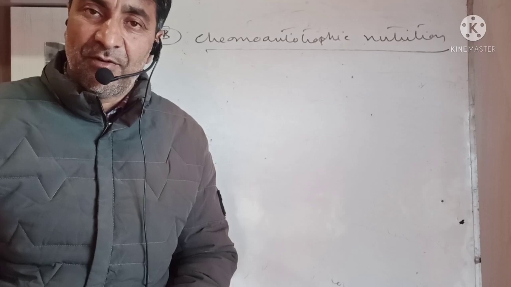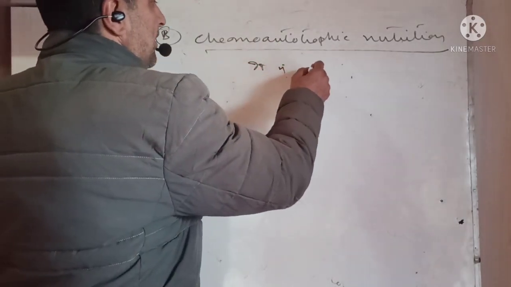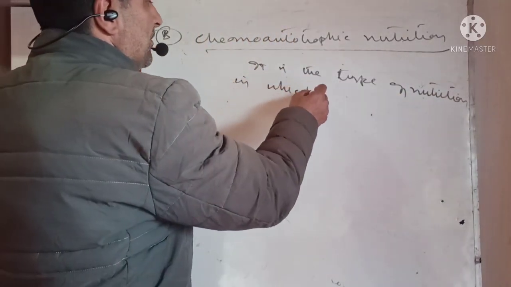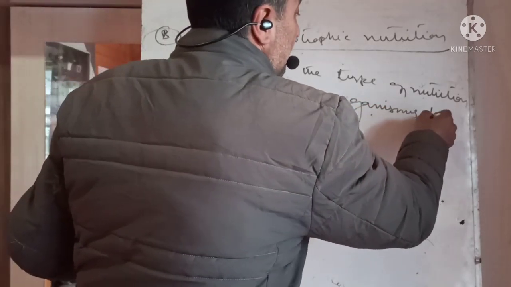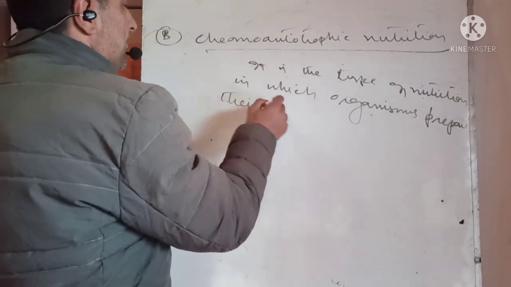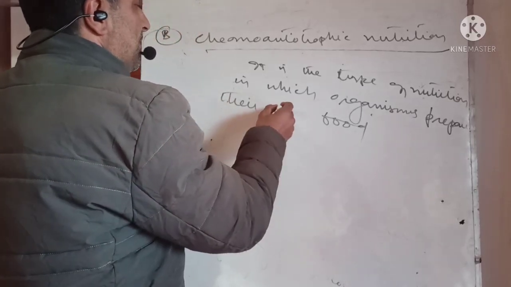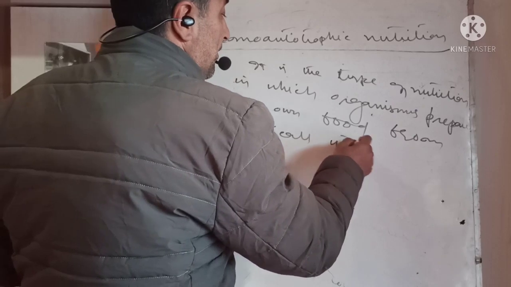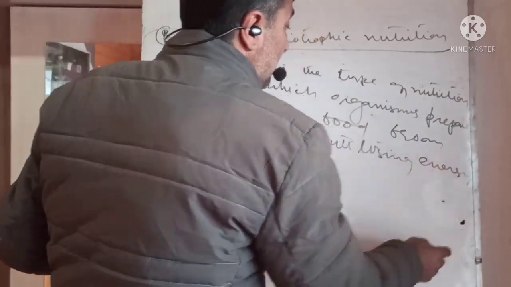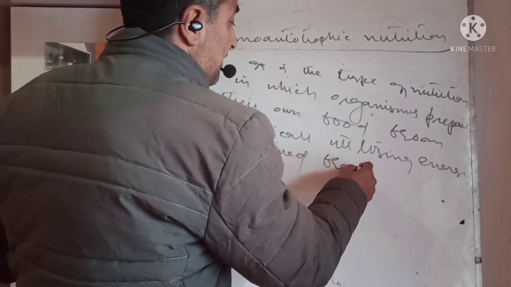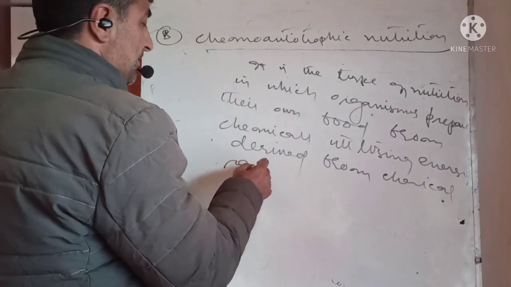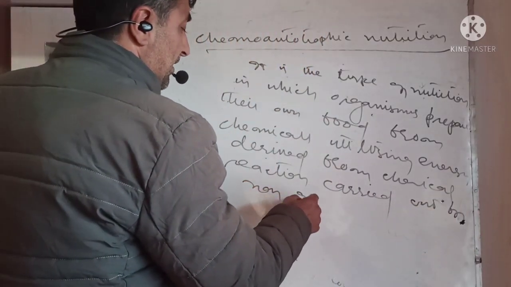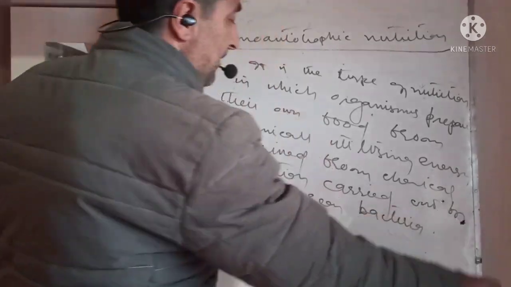Here chemosynthesis occurs. So it is the type of nutrition in which organisms prepare their own food from chemicals, utilizing energy derived from chemical reactions carried out by non-green bacteria.